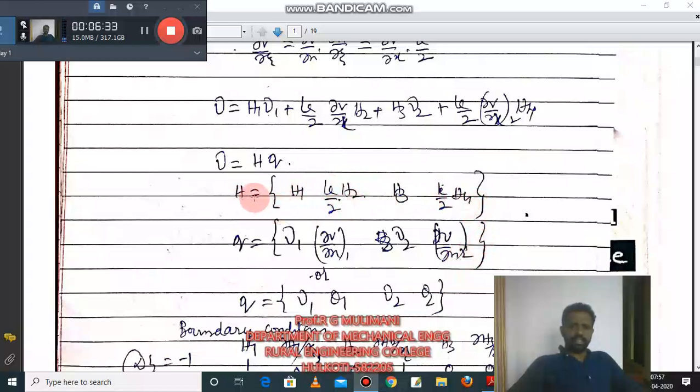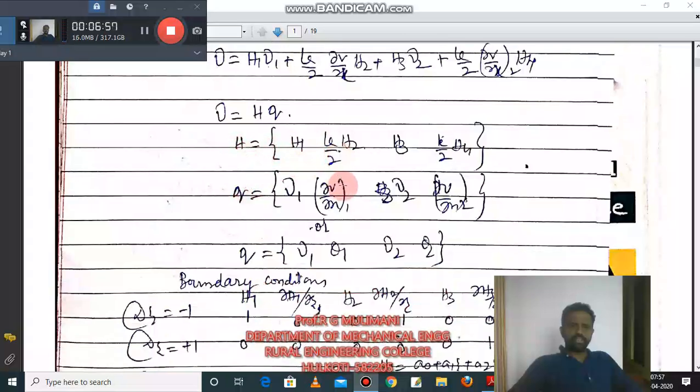So how can the Hermite shape function be written here? Along with v1 there is h1. What is the coefficient of dou v by dou x here? It is Le by 2 h2. The coefficient of v2 is h3, and the coefficient of the last slope is Le by 2 h4. So it is expressed in this fashion. What are the h and q values? Dou v by dou x is the slope, in terms of local or global coordinates, and it can be written as theta 1 and similarly theta 2.